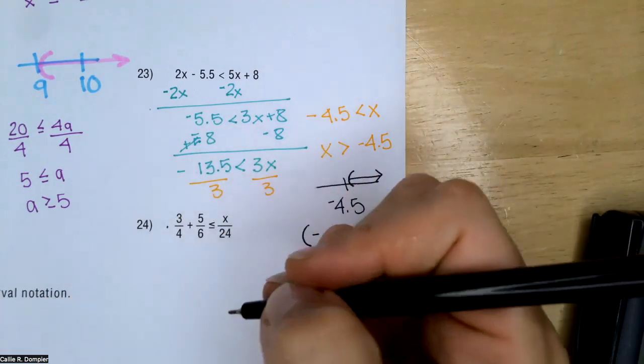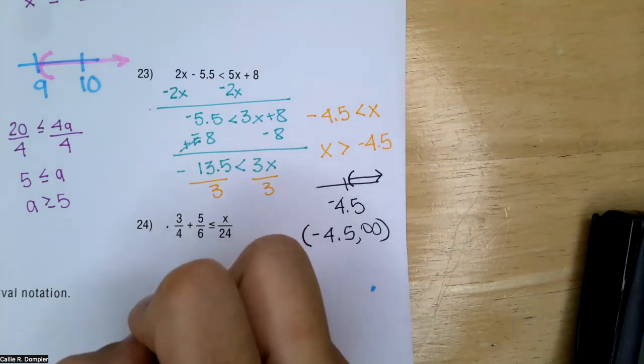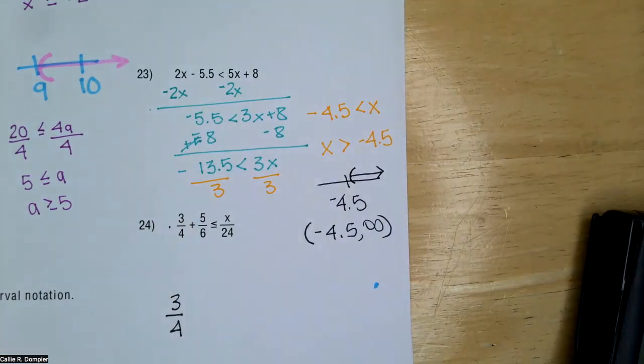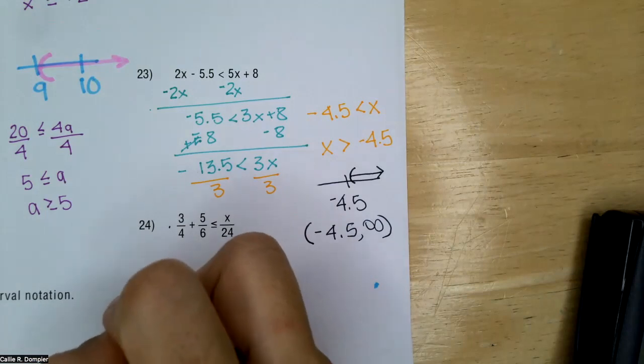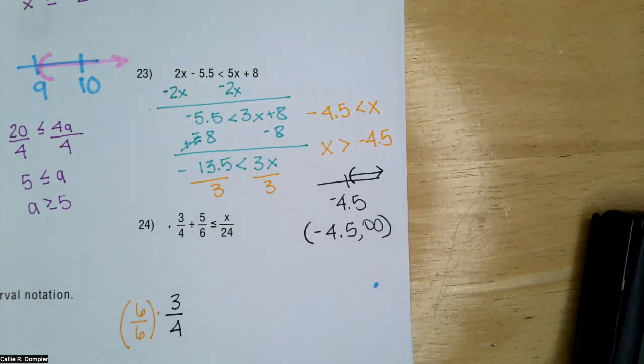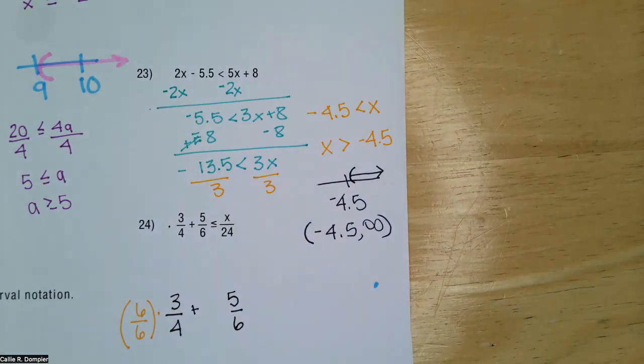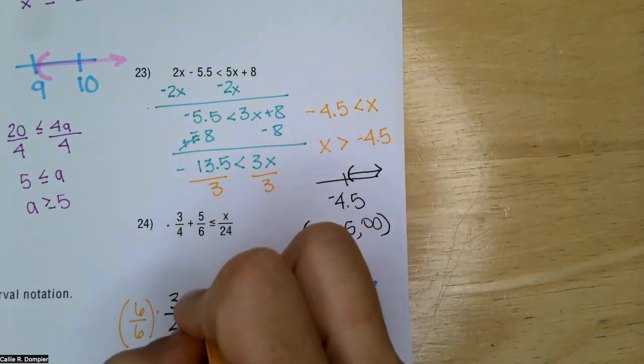Here we need a common denominator. The common denominator is going to be 24. How do I get from 4 to 24? I do multiply by 6, right? Anything I do to the top of the fraction, I have to do to the bottom. So 3/4 is going to be multiplied by 6, plus 5/6. Wait, sorry. 4 times 6 is 24. I got confused. So 6 is going to get multiplied by 4 on the top and the bottom.